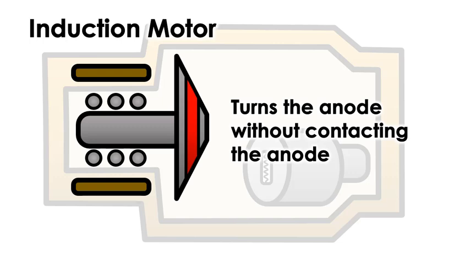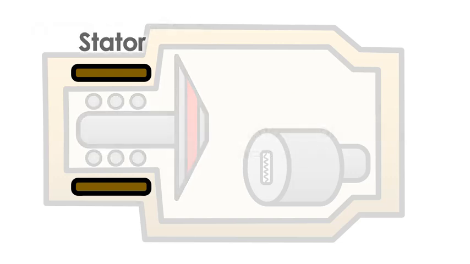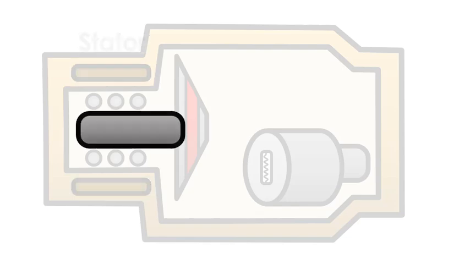There's three major components of the induction motor assembly. To start with, we have the stators. These are electromagnets surrounding the rotor. They're activated in series to induce the turning of the rotor. And that's the next component. We call this part the rotor. The rotor rotates. It's the tube shaft that's attached directly to the anode disc.